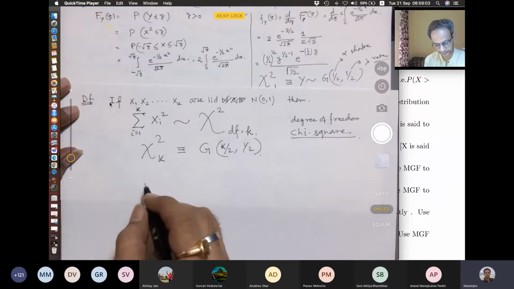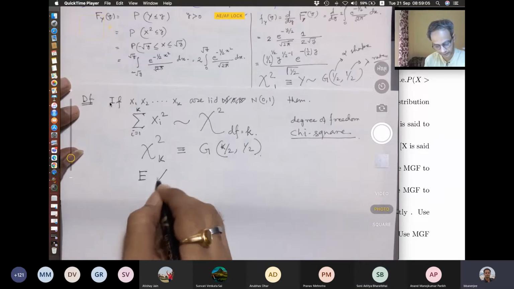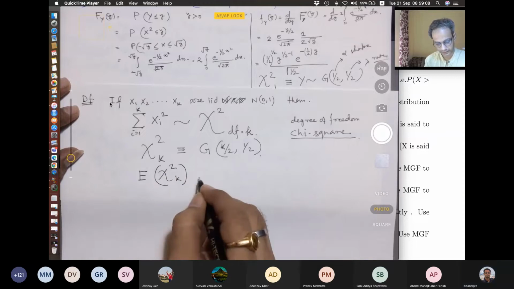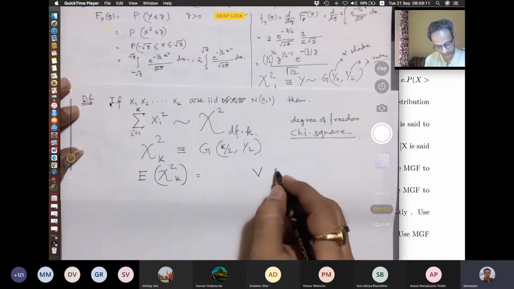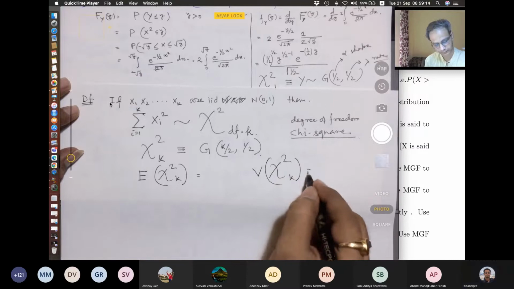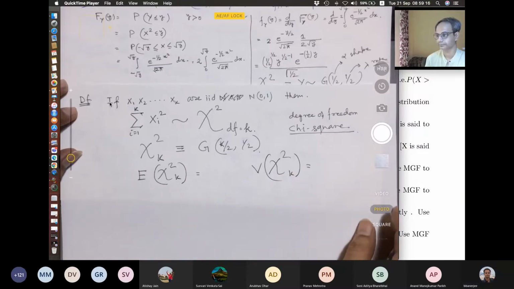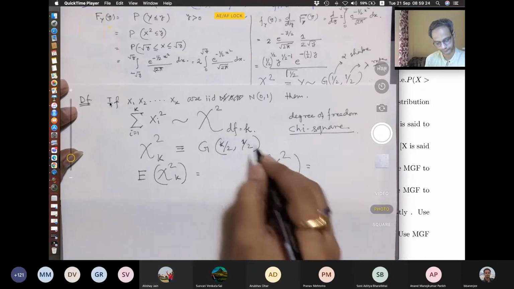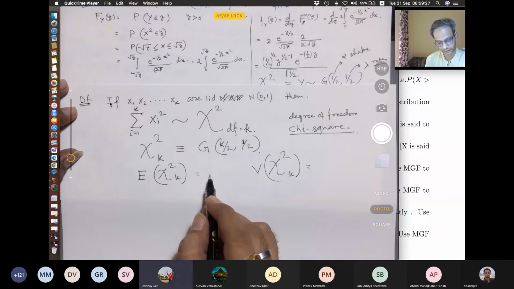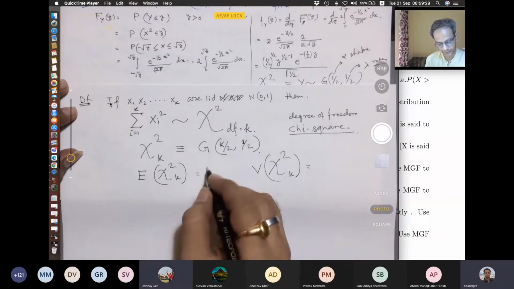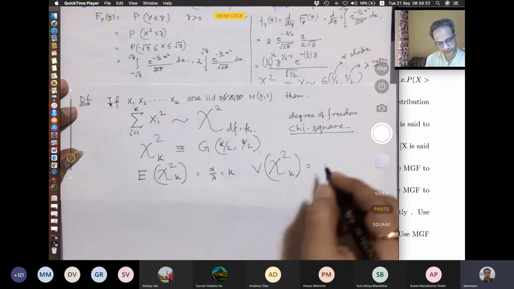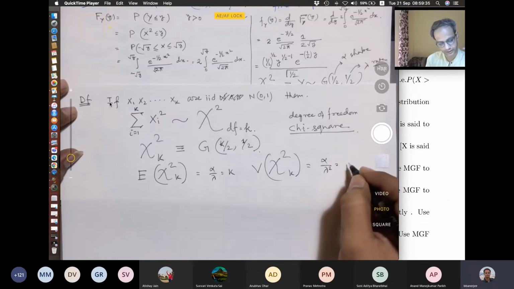Now quickly tell me what will be the expectation of chi-square k and what will be the variance of chi-square? One line job now. So alpha by lambda, which is k, and alpha by lambda square, which is 2k. Bas, done.